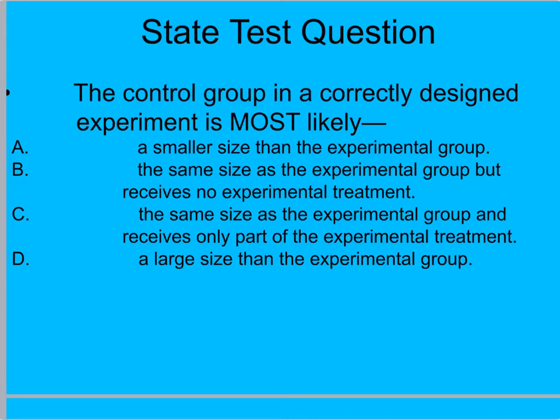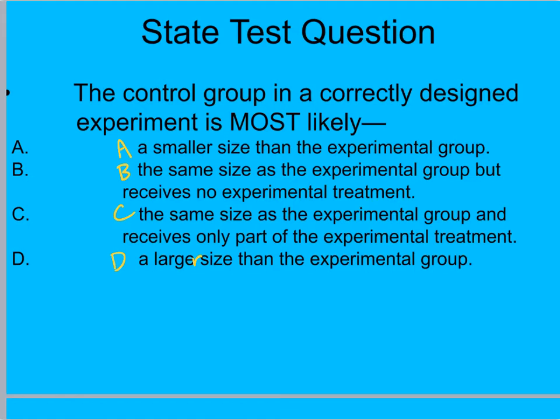The control group in a correctly designed experiment is most likely A, a smaller size than the experimental group, B, the same size as the experimental group but receives no experimental treatment, C, the same size as the experimental group and receives only part of the experimental treatment, or D, a larger size than the experimental group.